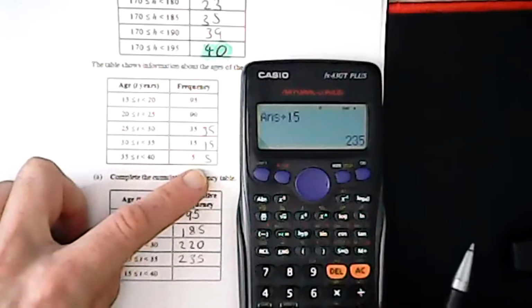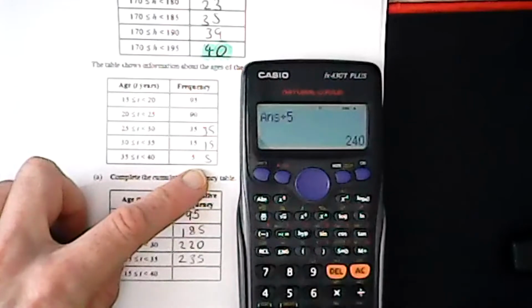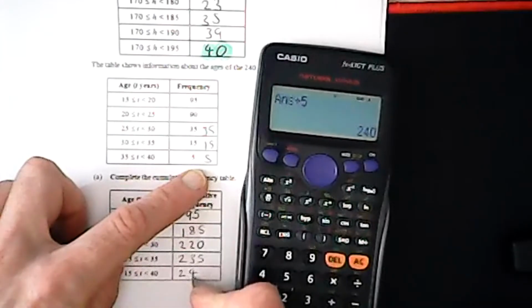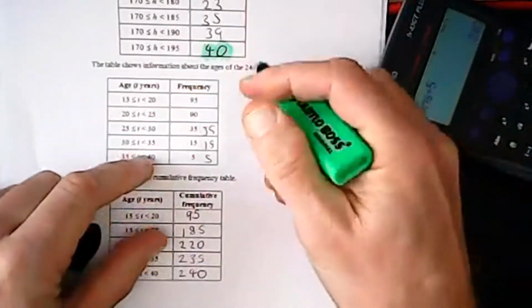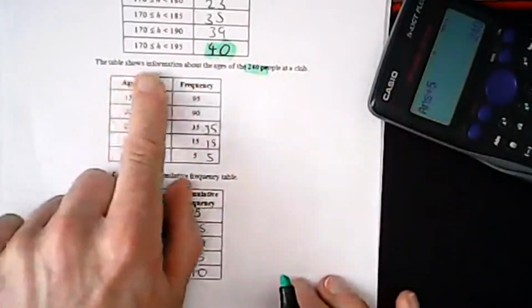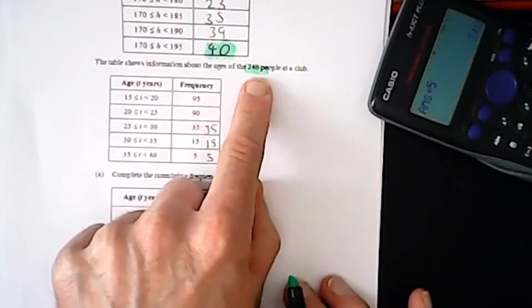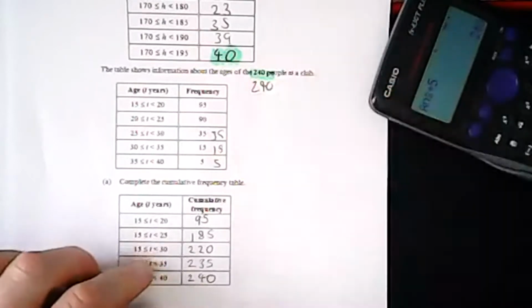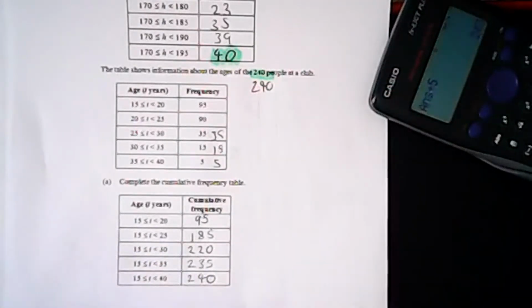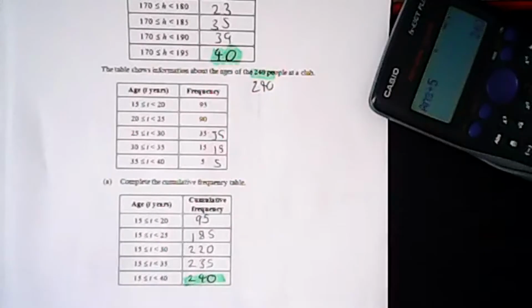And then the last one is another 5. So that's 240. And there we go. Okay, little check. It says here, the table shows information the ages of 240 people. That says 240 there. Okay, 240. Just go over it so you can see it. And then our running total there is 240, so we are incorrect. Okay, not incorrect, correct, I should say.